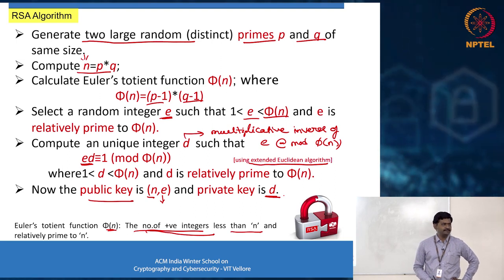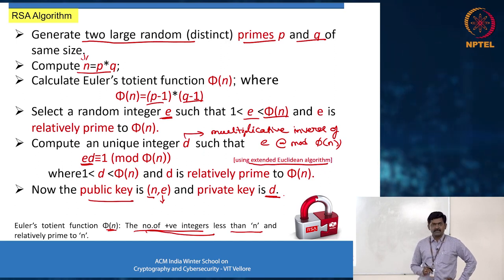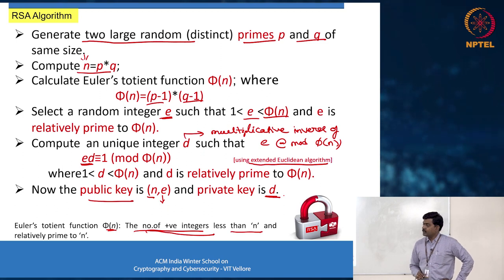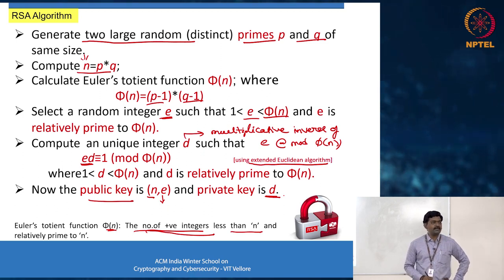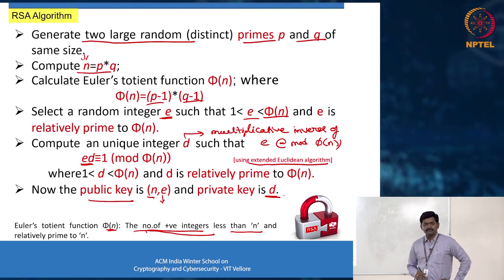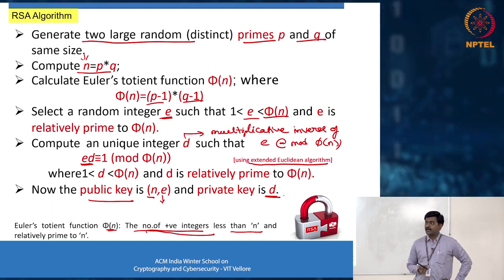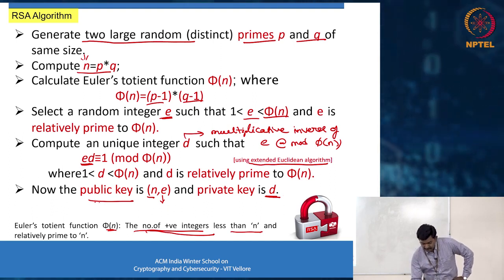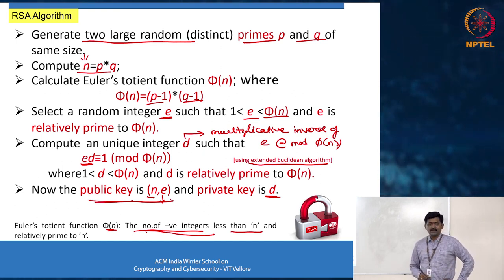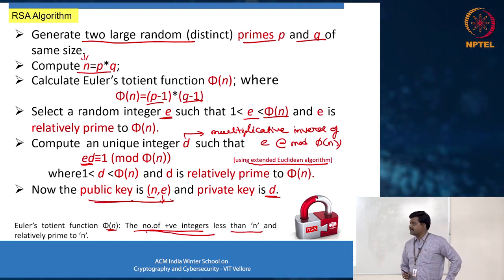They are related. D is the multiplicative inverse of E mod psi of n. Now the point is, among these two, which is known, public? E is known, public, right? Then, is n known, public? n is also known, public. You see, what is the public key? n comma e, right? Having known n comma e, in order to calculate d, what is needed?